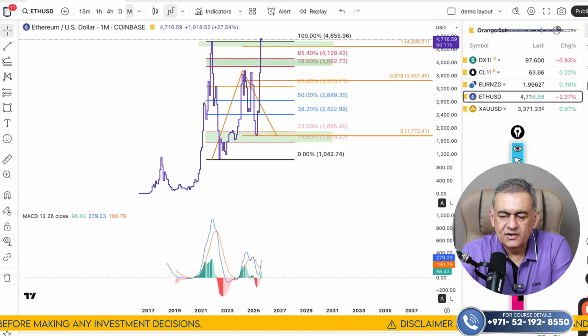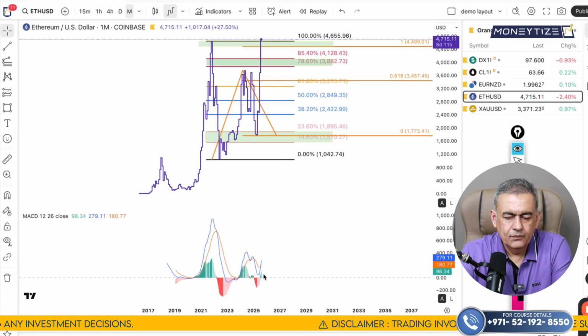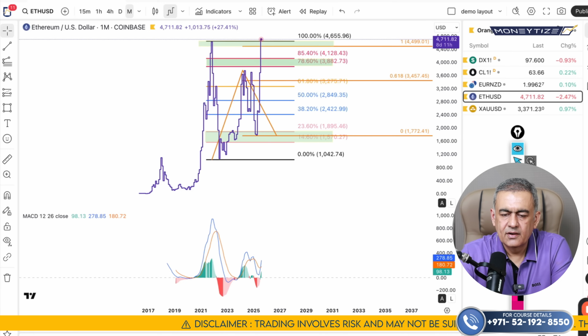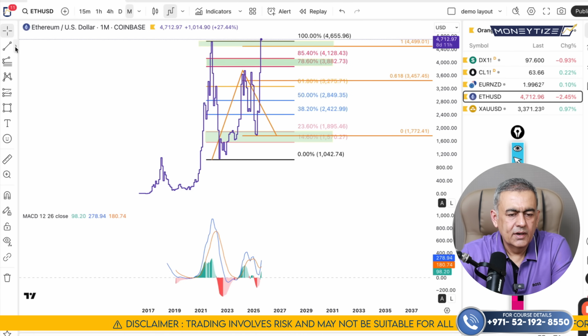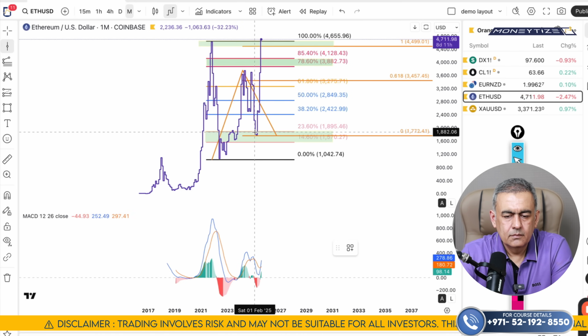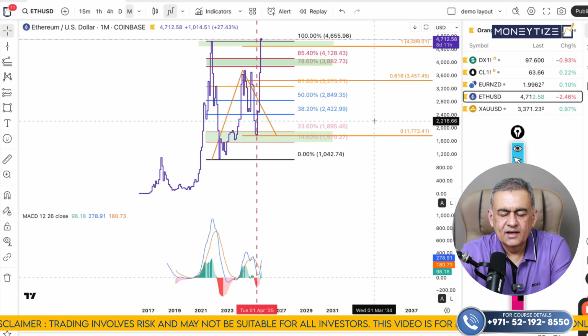But based on MACD lines and MACD histogram, this is still rising. So no divergence identified. I'll quickly bring the vertical line to point C here and move to the next lower time frame.